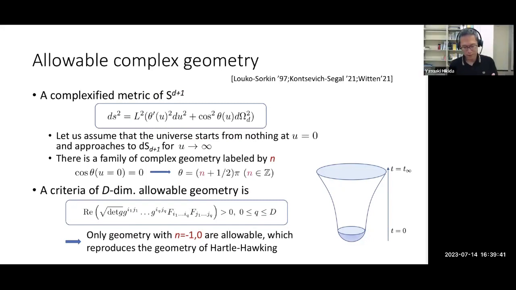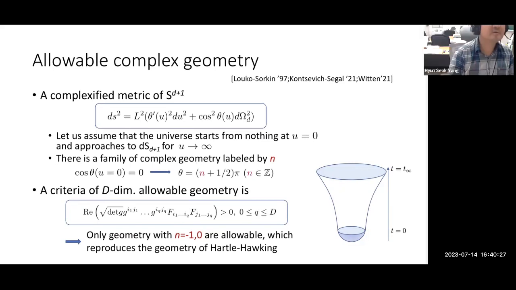So in order to determine allowable geometry, we need some criteria. We do not just think of, for example, a scalar field. If the kinetic term of the scalar field is well defined, then maybe it is okay. But they require this kind of criteria for all Q-form fields. I feel this is too much, but maybe this is because mathematically it makes a well-defined problem.